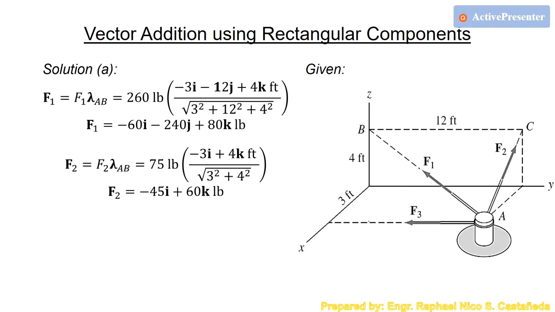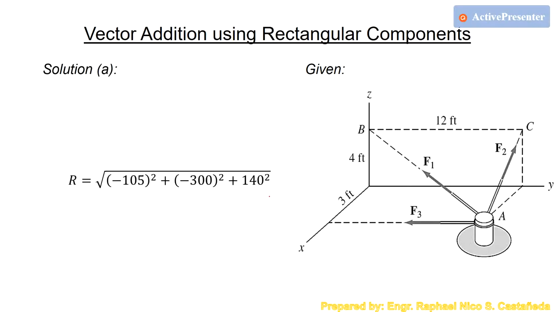Lastly, for F3, we don't need to do anything because it is already in the negative j direction. F3 has only one component, which is negative j. So that is negative 60j pounds. That's how you get F1, F2, and F3.